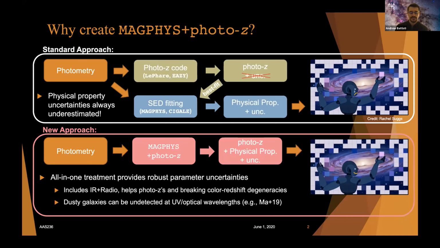Another notable aspect of the code is that it includes the infrared and radio wavelength regimes, and this allows us to break various degeneracies that can often occur in photometric redshift codes between color and redshift. In addition, it's uniquely suited for dusty galaxies that can be undetected at UV and optical wavelengths, because in those cases you effectively only have the infrared wavelengths to constrain redshifts.